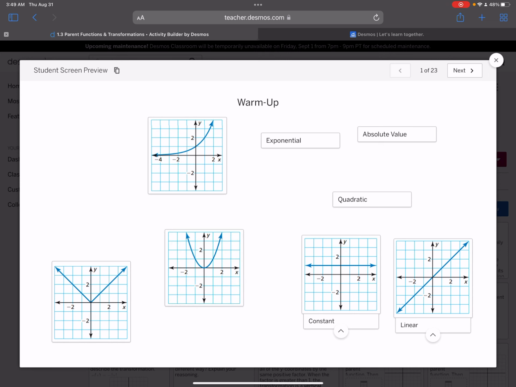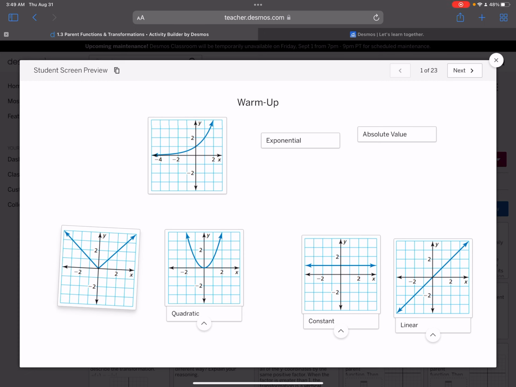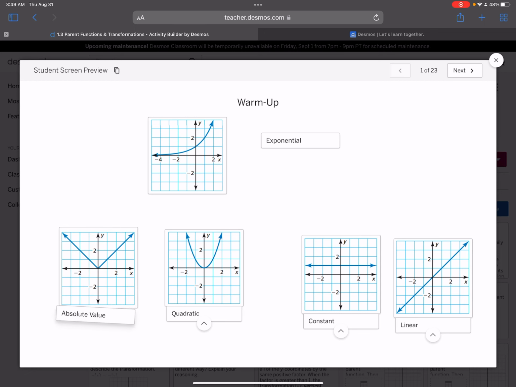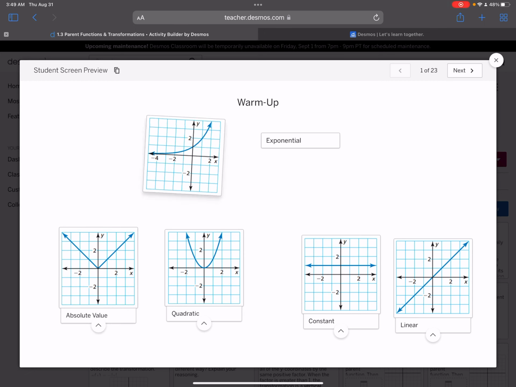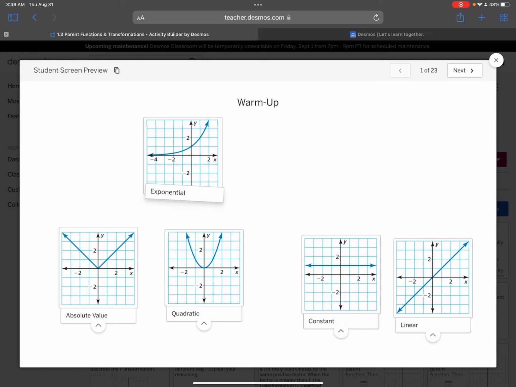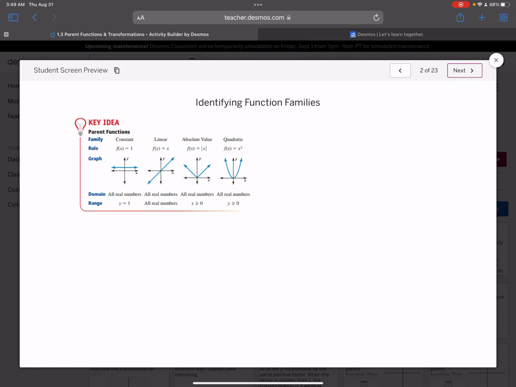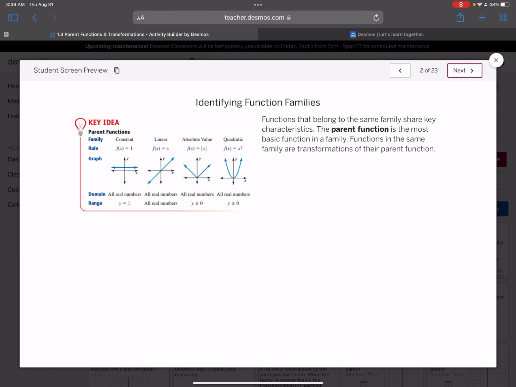Okay, now these, you should have said quadratic. The little v shape is your absolute value. And this is your exponential, and hopefully you remember that's exponential growth. All right, so basically what we just said, function families. Functions that belong to the same family share key characteristics. The parent function is the most basic function in a family. Functions in the same family are transformations of their parent function.